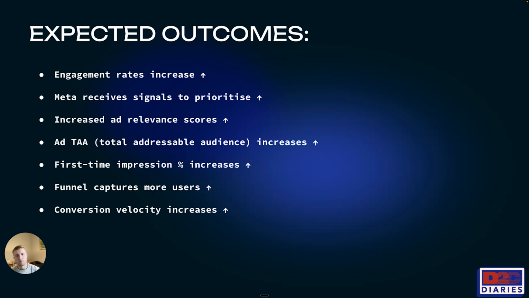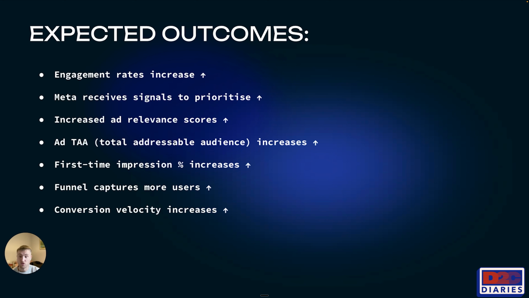Expecting outcomes from this activity is firstly an increase in engagement rates on your ads. This then should lead to signals to Andromeda to prioritize delivery of those assets to the audience segment that's resonating with the piece of creative or funnel. That increases your ad relevancy scores and your match rate off the back of that, which leads to a greater total addressable audience on an asset level.